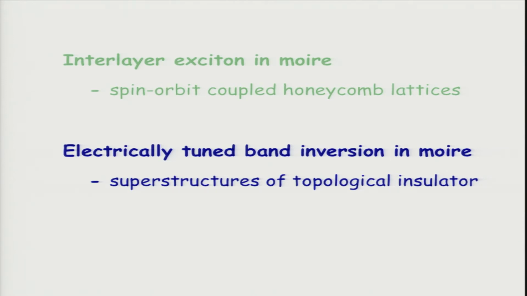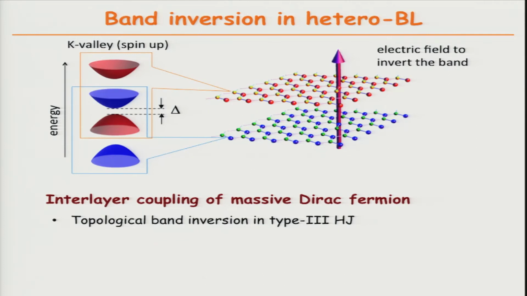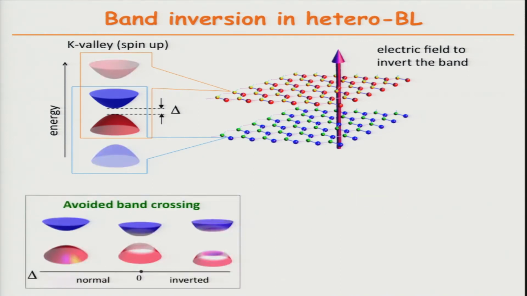Next, I want to discuss the other situation when you have an electric field to tune the band gap into the type 3 region so that we can look into the band inversion. So if you apply this field, then the two blue bands will be shifted relative to the red ones, and this gap can close, and when they open again due to the hybridization, two things can happen. One is the trivial one, you have this avoided band crossing, where the interlayer coupling always leaves a finite band gap there. So in this case, nothing interesting will happen.